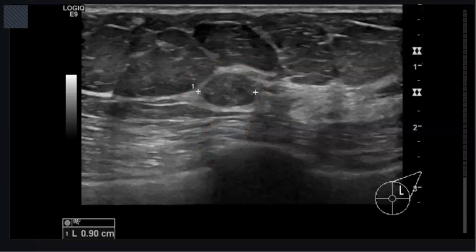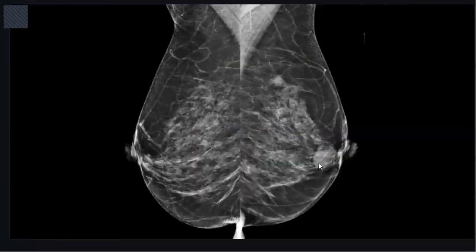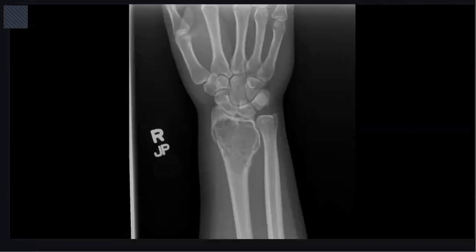So not all the cases in the exam will be malignant. They may present you with benign lesions.